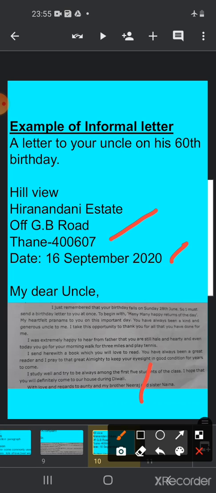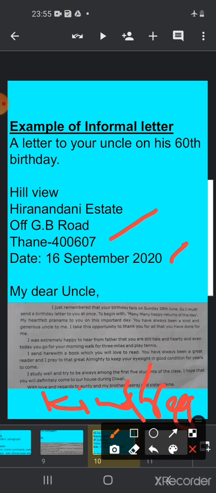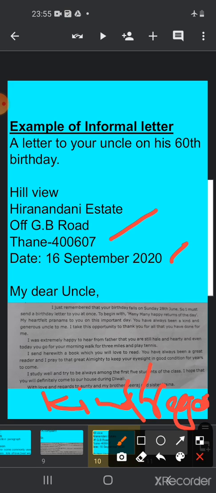When we end the letter, we should end with some commonly used phrases. We can write lots of love, best wishes, kind regards. So here we can write kind regards. XYZ. You can write your name below.